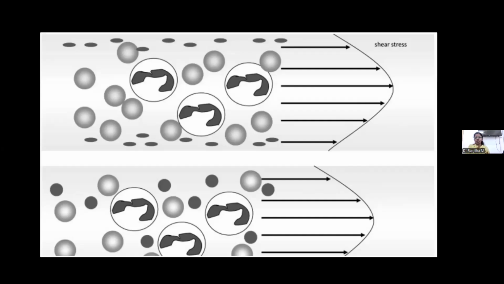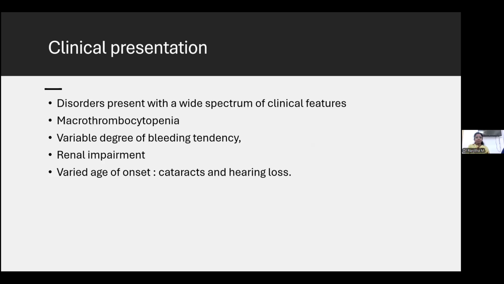This is the pictorial depiction of the same, in which these are the normal size platelets, which are small and more in number, and they are closer to the endothelium and hence have better interaction with the endothelium when it is damaged. But in cases of this MYH9 related disorder, when you have macrothrombocytopenia, fewer platelets are in close approximation with the endothelium, and hence less hemostasis is achieved.